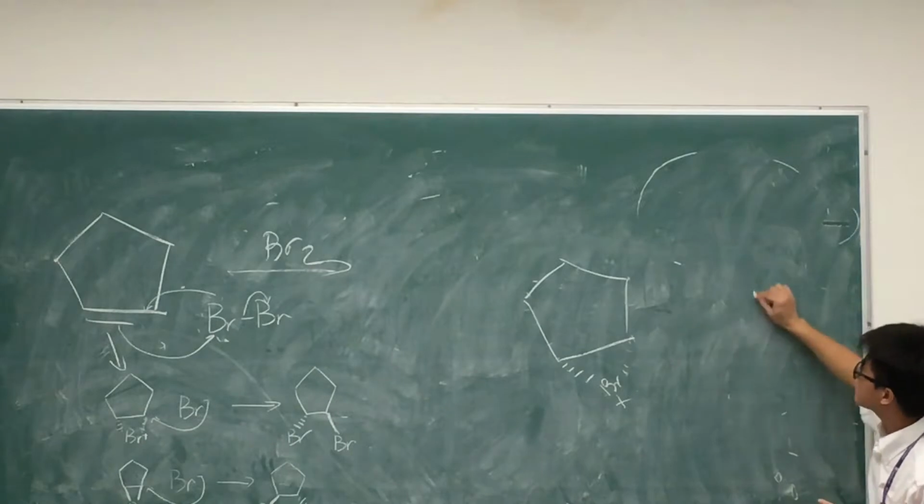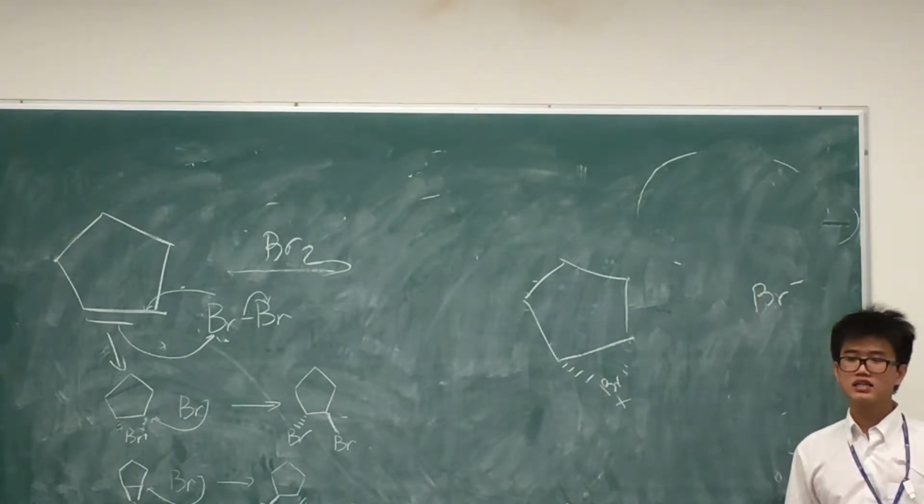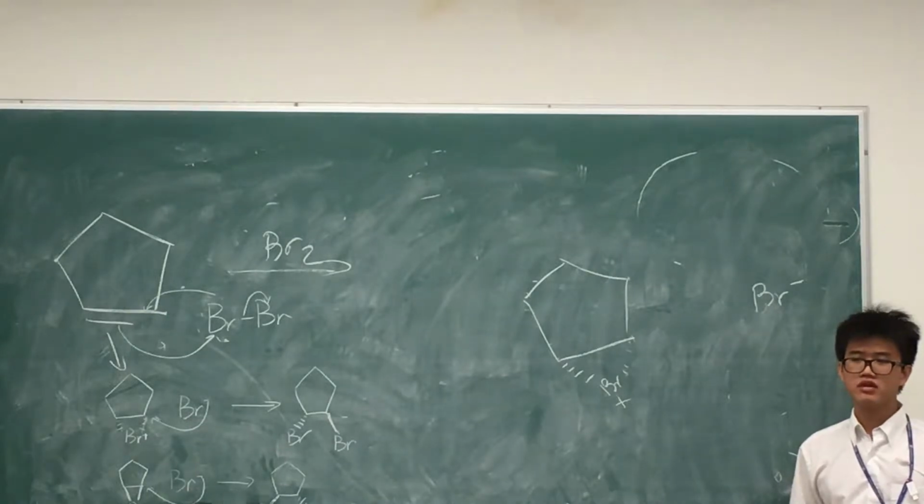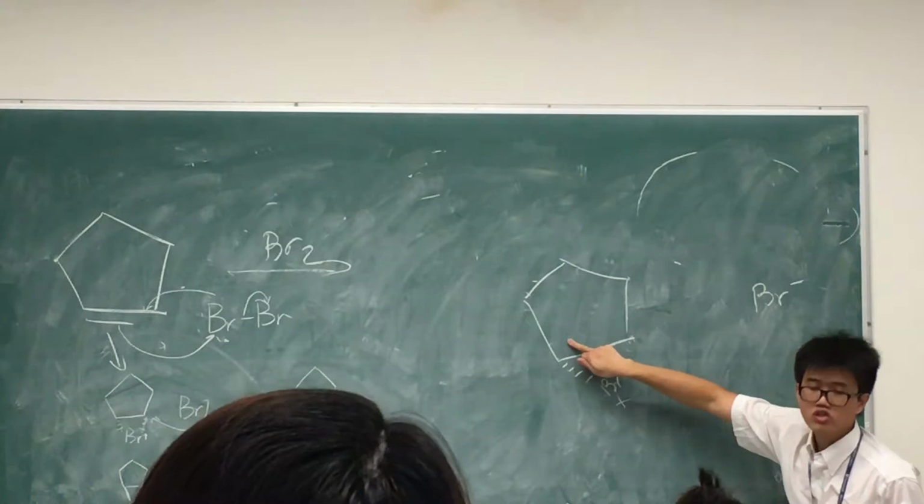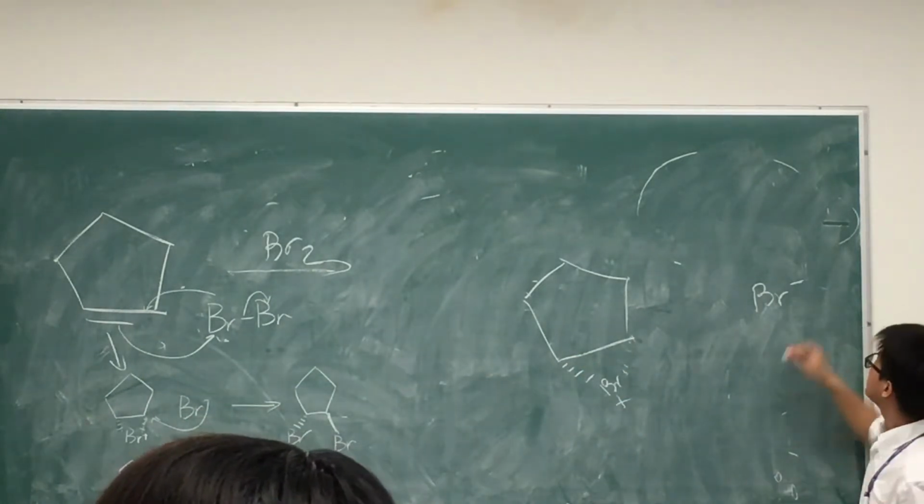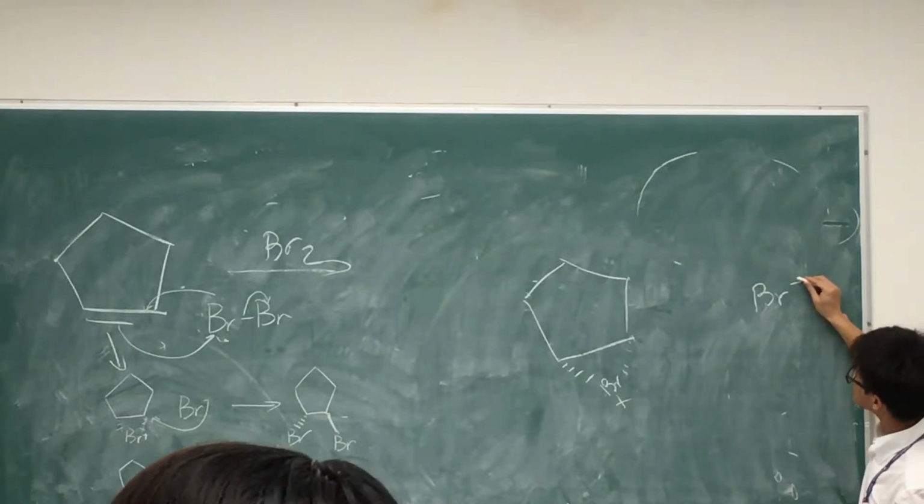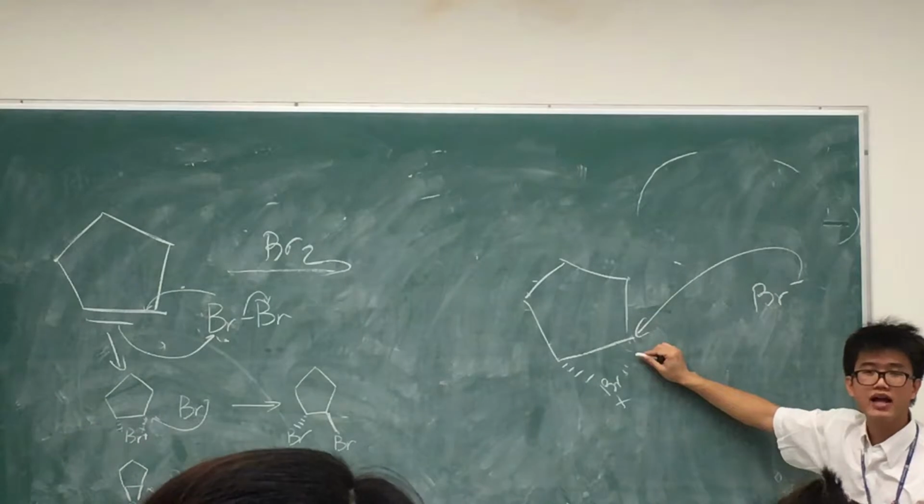And then the next one is we have the Br. So which carbon should I attack? Or are they the same? They are the same, right? So I can attack here, I can attack here. So this one is not selective. It's not stereoselective, right? So I will come here and come from the front or from the back.